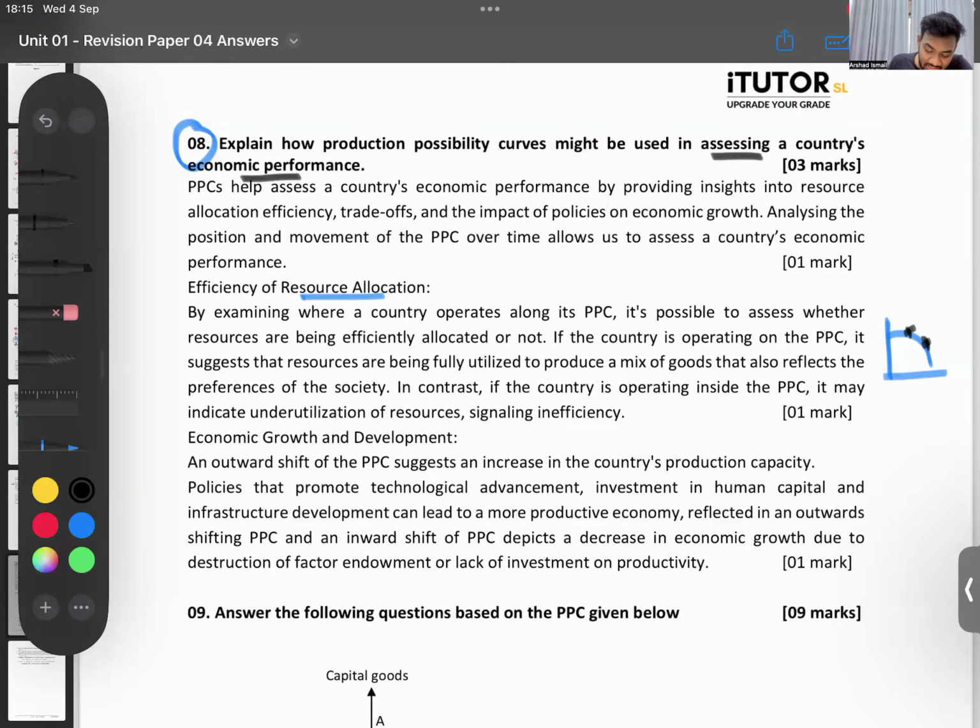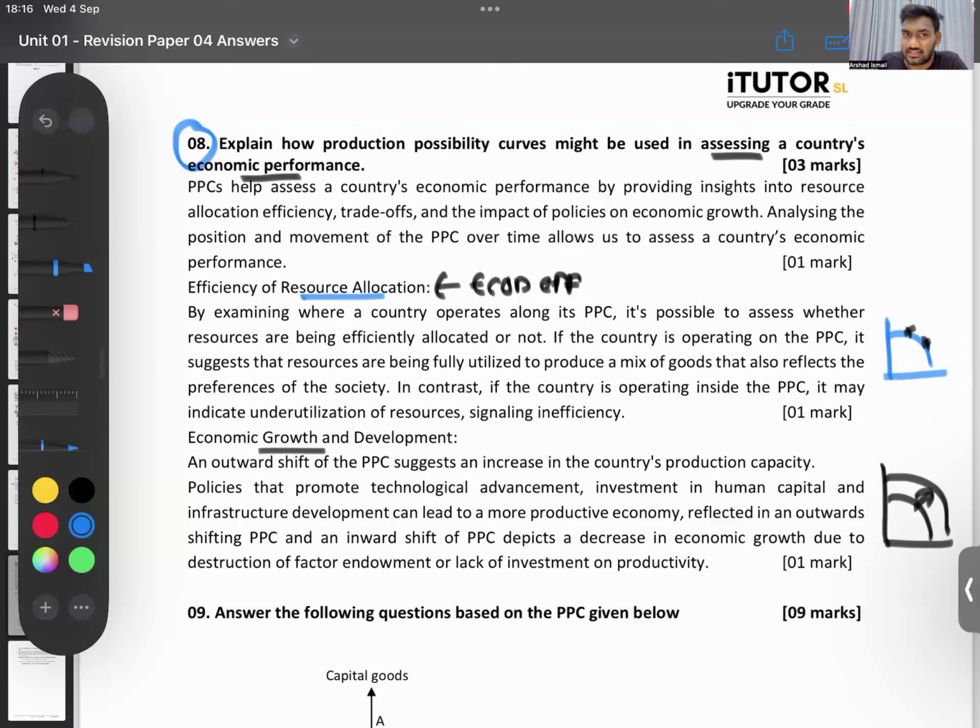Another one is, you can look at economic growth and development. So using a PPC, if the PPC has shifted, that means the economy has grown. So that's another indicator of good economic performance. You can talk a little bit about economic efficiency, that will go under this, using your resources efficiently. That's a small 3-mark question.